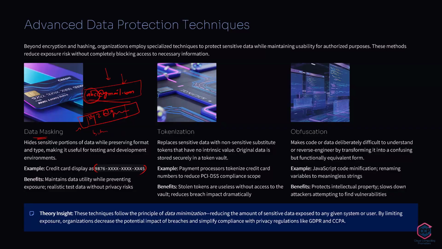Like if there is any attack on ChatGPT also, the data center could leak the data, right? In order to prevent that and preserve the format, we'll do data masking. Data masking is nothing but manipulating the data for our use so that it is not harmful. What would be the benefit? Maintaining data utility while preventing exposure, realistic test data.